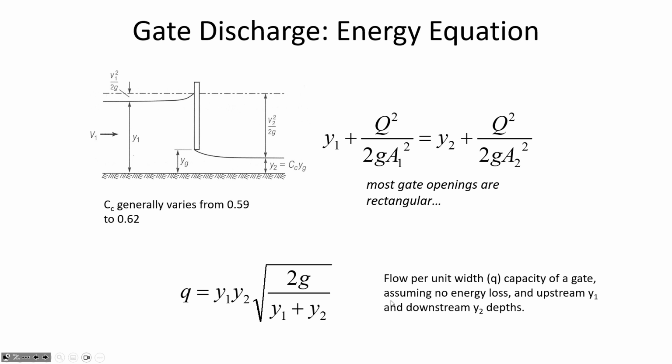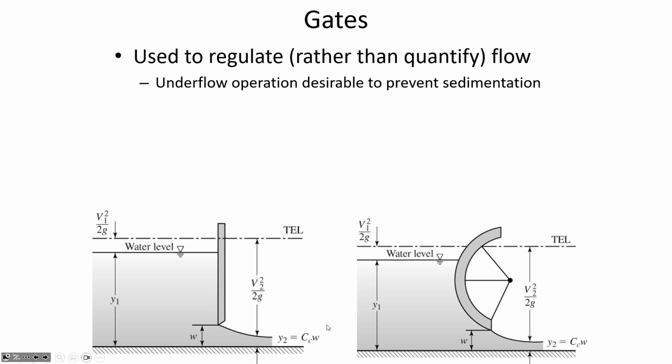Now, that's not a very good assumption. We'll see in a moment how we correct for that. But if we just strictly applied this energy equation between the upstream and downstream of the gate, then we could calculate the flow per unit width according to this approach. But we'll look at how we account for what's called the discharge coefficient, C sub D, which takes into account the coefficient of contraction and the energy losses that occur.